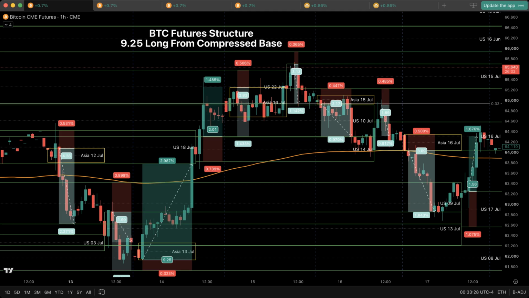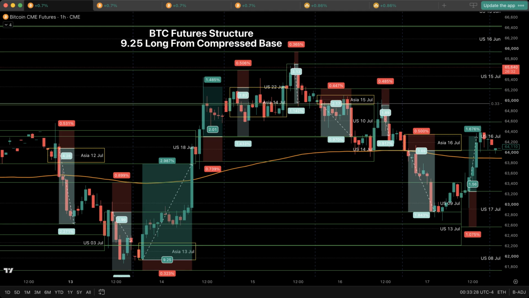July 13th, Asia gives the first message. The session forms inside July 8th US memory. Price holds the lower side. It breaks July 13th US upper memory. It breaks July 9th US upper memory. It reaches toward June 18th US memory.